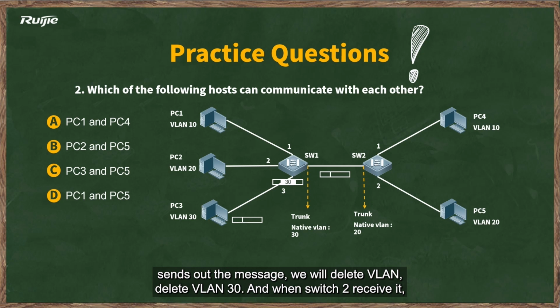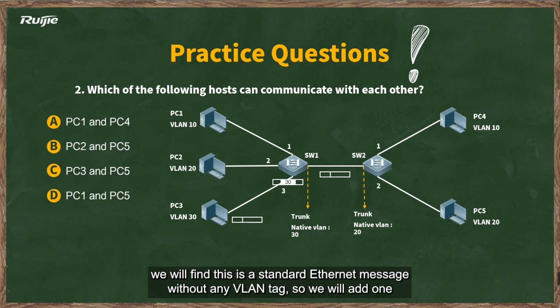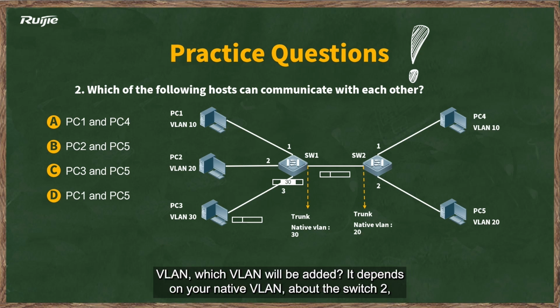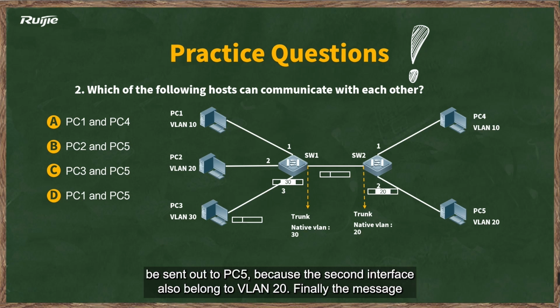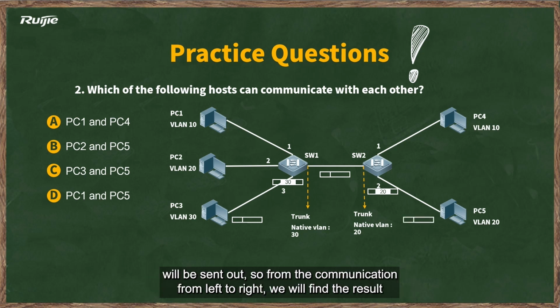When switch 2 receives it, we will find this is a standard Ethernet message without any VLAN tag. So we will add one VLAN. Which VLAN will be added? It depends on your native VLAN. On switch 2, we configured the native VLAN as 20. So we will add VLAN 20, and then the message will be sent out to PC5 because the second interface also belongs to VLAN 20. Finally, the message will be sent out.